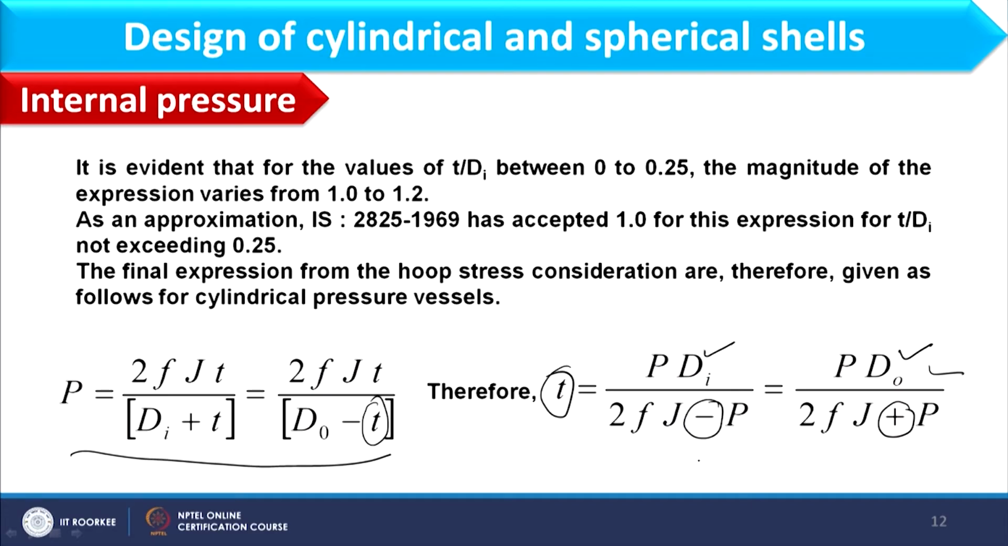So, this expression is basically the minimum thickness of the vessel. Why am I calling this a minimum thickness? Because at least this thickness should be provided to withstand the pressure P. Therefore, it is called minimum thickness.